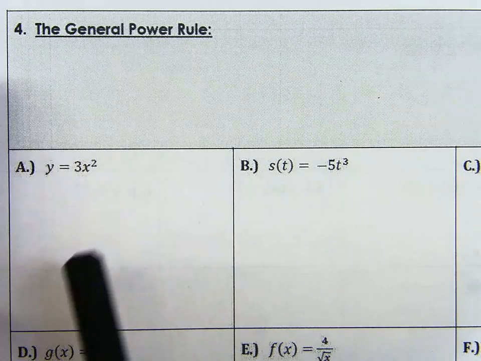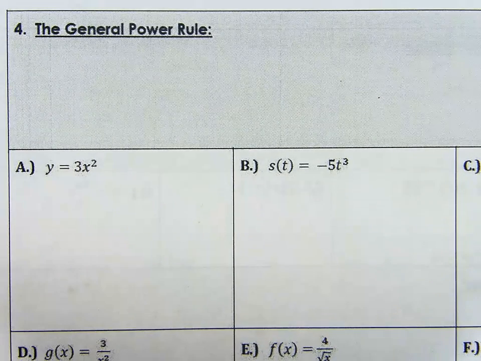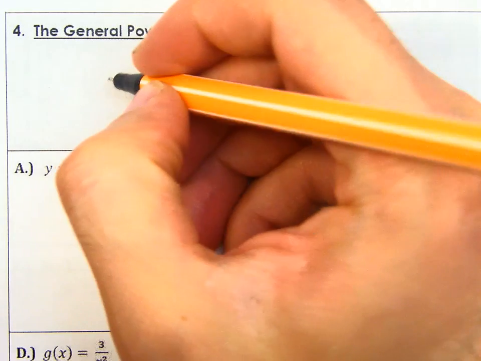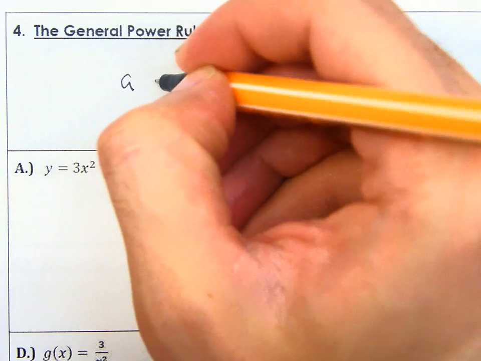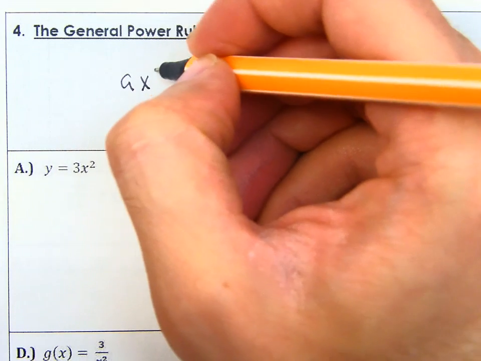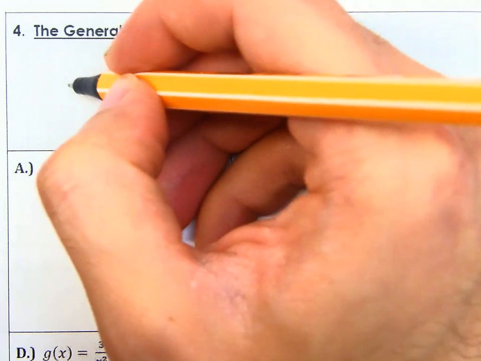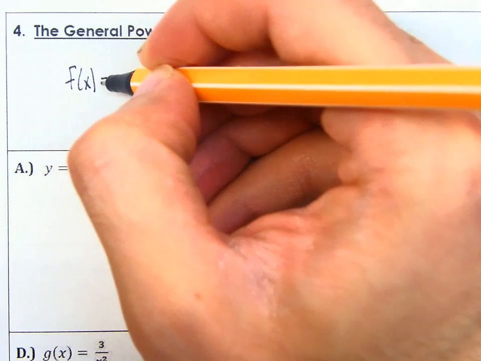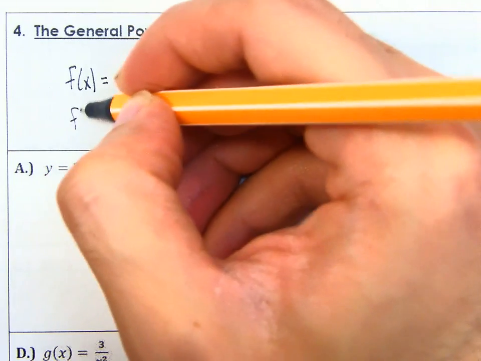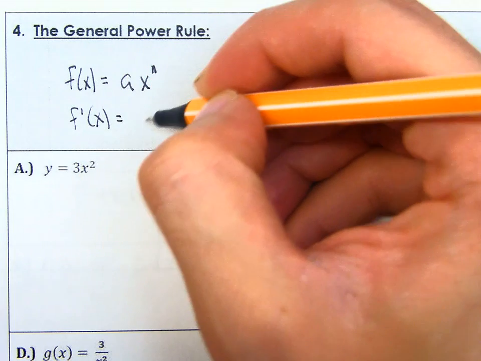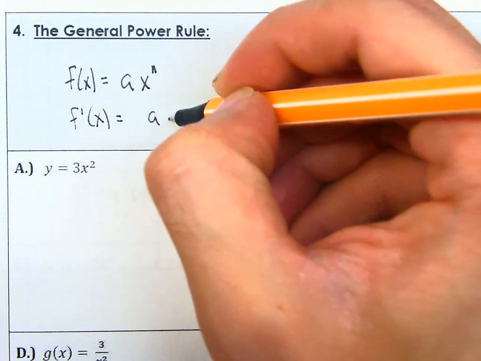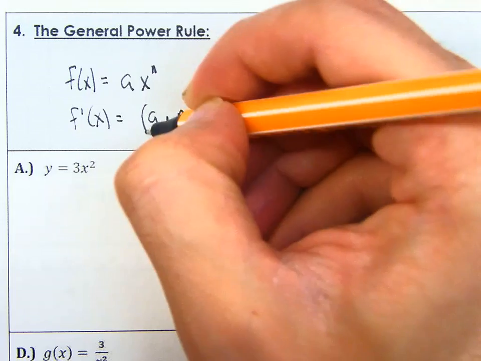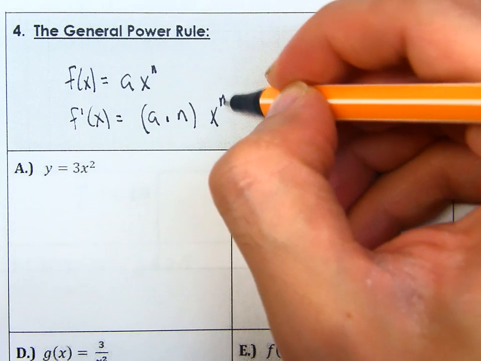Let's start off with part 4, where it says the general power rule. This states that for any ax to the n, let's say this is f of x, the derivative f prime of x is just equal to a times n, and then x to the n minus 1.